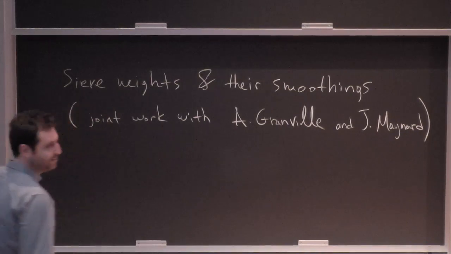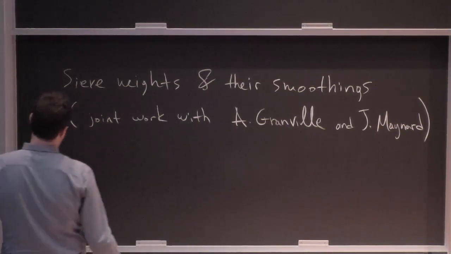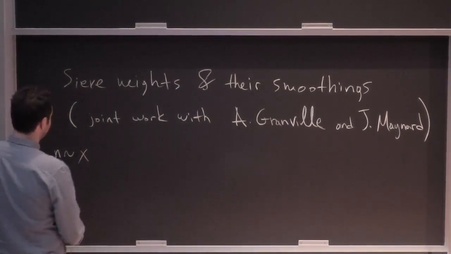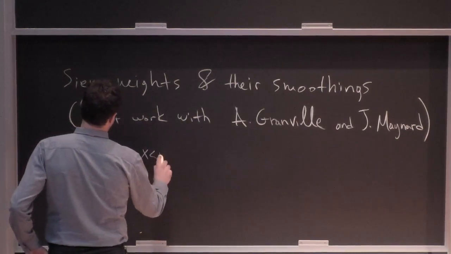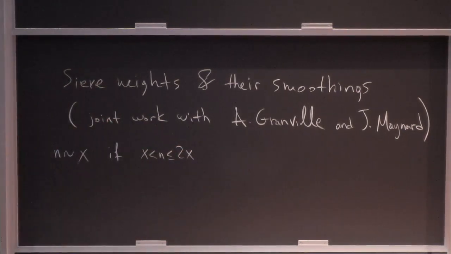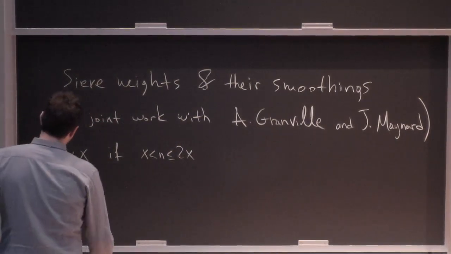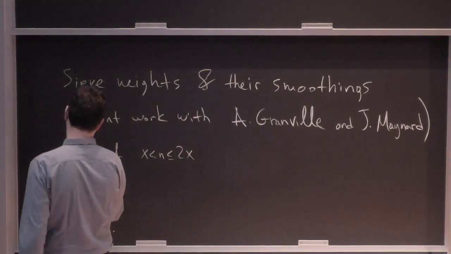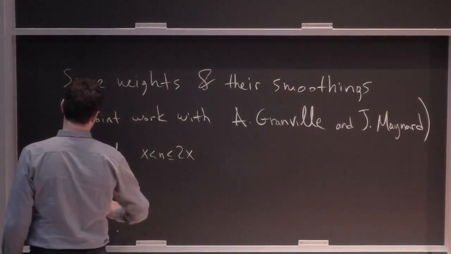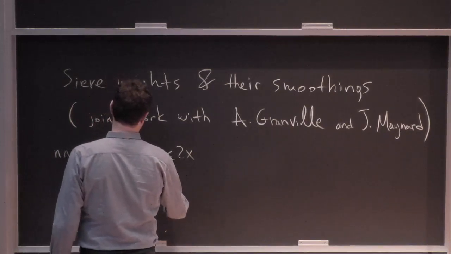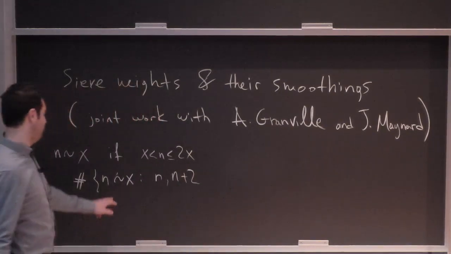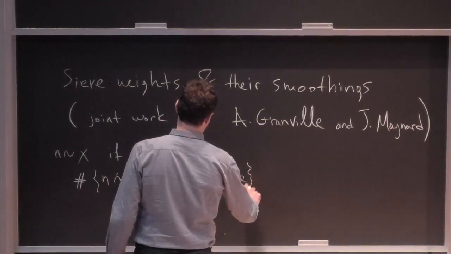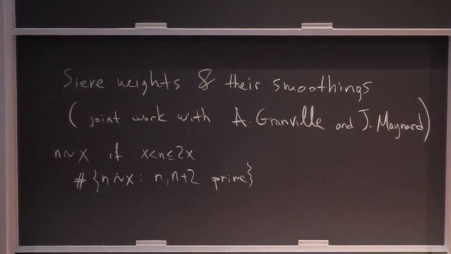Okay, so maybe I will start with a little bit of background material. Let's write n is tilde x if n is in the dyadic interval between x and 2x, which is pretty standard notation now. And let's say we want to understand how many twin primes there are between x and 2x. So I want to count those n for which n and n plus 2 are both prime. Okay, so this is a typical sieve problem.